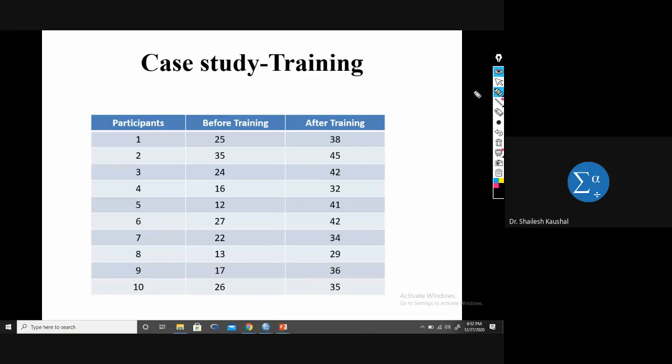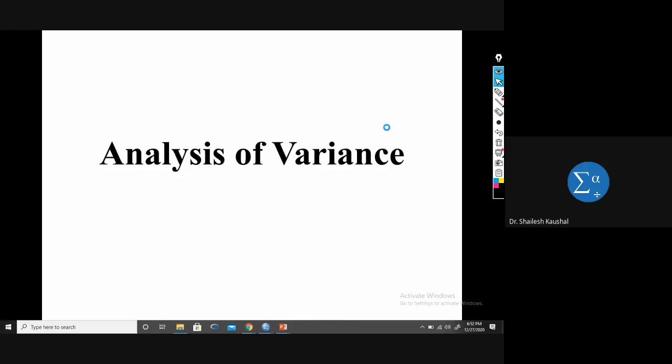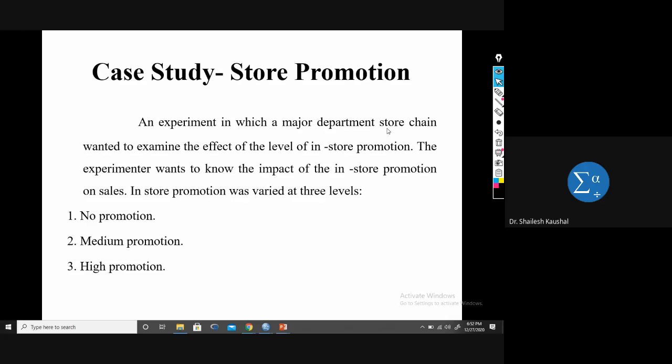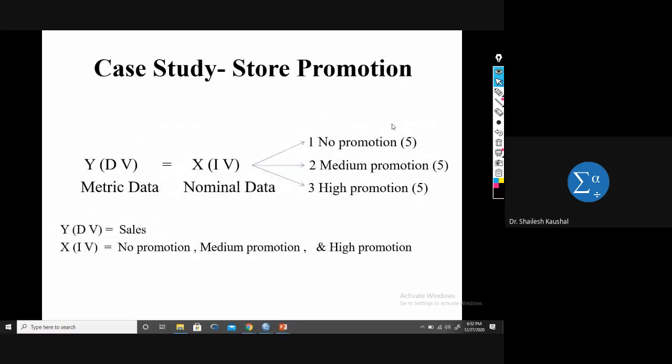The next is analysis of variance. This is the store promotion example. In analysis of variance, there are 2 variables, one dependent variable and one independent variable. The independent variable should have more than 2 levels or categories, for example no promotion.